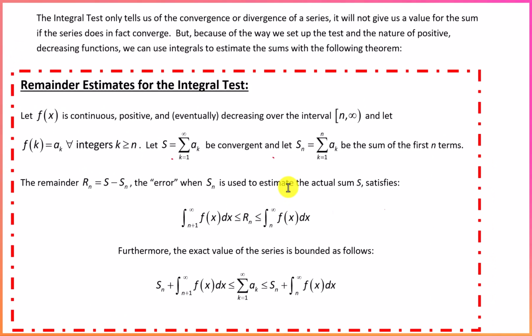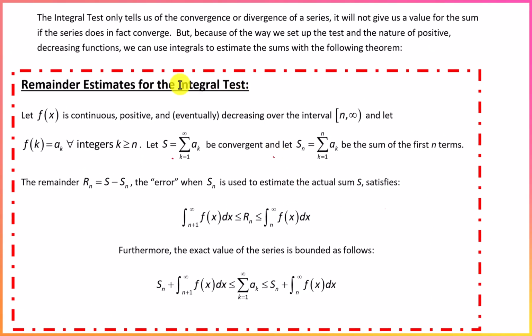Again, the integral test is only telling us if a series is converging or diverging. It doesn't tell us what the series is actually converging to. So if we want to get an estimate for what the series is converging to, we can use the following remainder estimate.